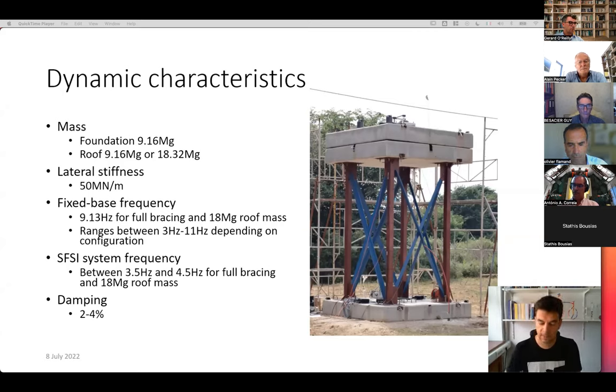If we remove one slab from the mass, or we remove the X bracing, this frequency might range between 3 hertz and 11 hertz. Now, just by placing the structure on the soil, the soil foundation structure interaction system frequency is something between 3.5 and 4.5 hertz for full bracing and 18 tons of roof mass. So you can see that from the 9.1 hertz, it drops down to 3.5 to 4.5 hertz just because of the soft soil profile.